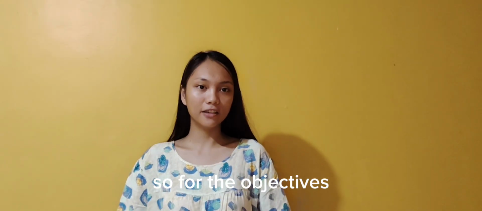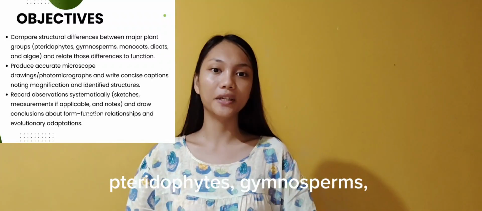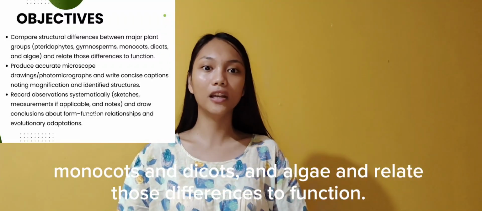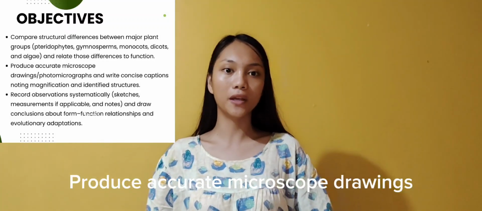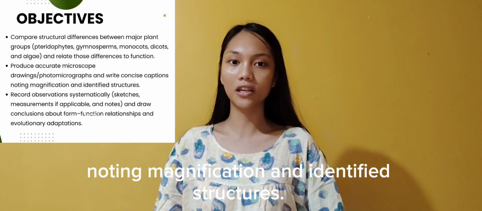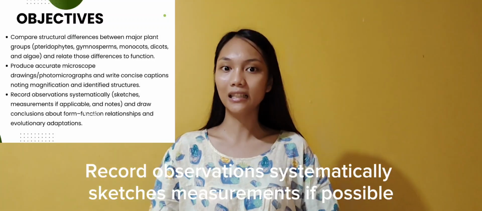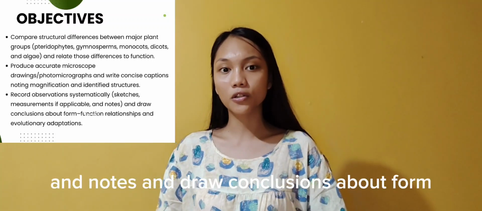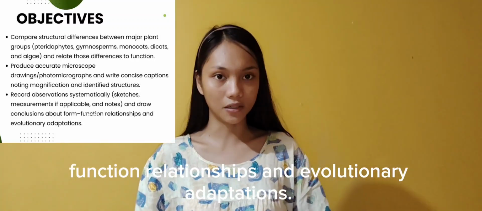So for the objectives: compare structural differences between major plant groups, pteridophytes, gymnosperms, monocots and dicots, and algae, and relate those differences to function. Produce accurate microscope drawings, photomicrographs, and write concise captions noting magnification and identified structures. Record observations systematically, sketches, measurements if possible, and notes, and draw conclusions about form-function relationships and evolutionary adaptation.